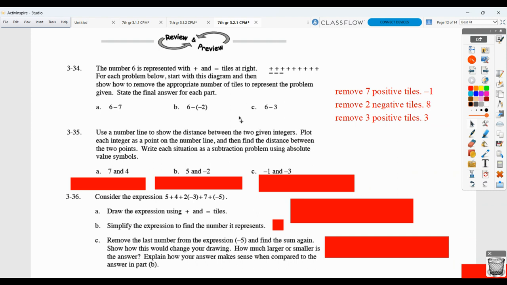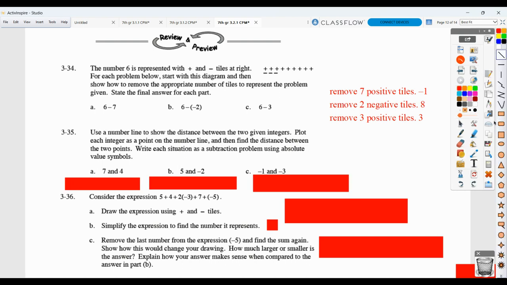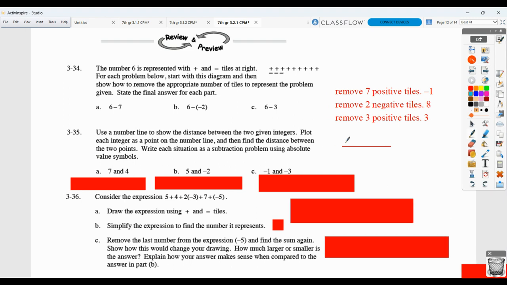Here they want you to use a number line to show the distance between the integers. Plot them as a point on the number line, find the distance between them. They want you to write it as a subtraction problem using absolute value symbols. So like for the first one, 7 and 4, you would make a number line. You'd put in a value of 4 on your number line, 5, 6, and 7. And you want to find the distance between these.